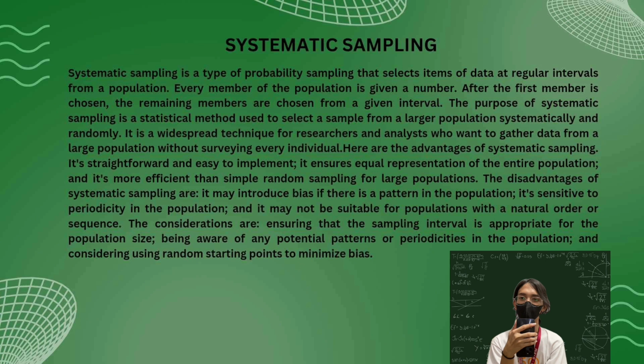Systematic sampling is a type of probability sampling that selects items of data at regular intervals from a population. The purpose of systematic sampling is a statistical method used to select a sample from a larger population, systematically and randomly. It is a widespread technique for researchers and analysts who want to gather data from a large population without surveying every individual. Here are the advantages of systematic sampling.